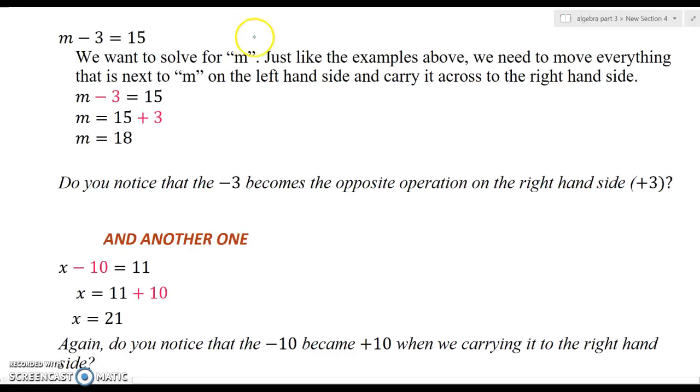Here on top we have m take away 3 equals 15. Again, we want to find the value of m. We need to move that subtraction of 3 across from the left hand side to the right hand side. So we write back our 15 that was there from before, and then we will get m is equal to 15 plus 3. Let's try it again. m take away 3 is equal to 15. You want to find the value of m. So put back your 15, and we need to move across this take away 3. The opposite of taking away 3 is adding 3. And that's how we get m is equal to 18.